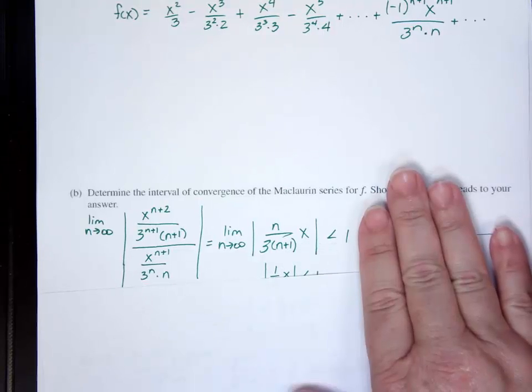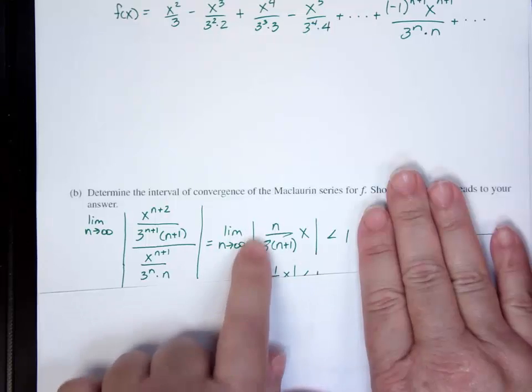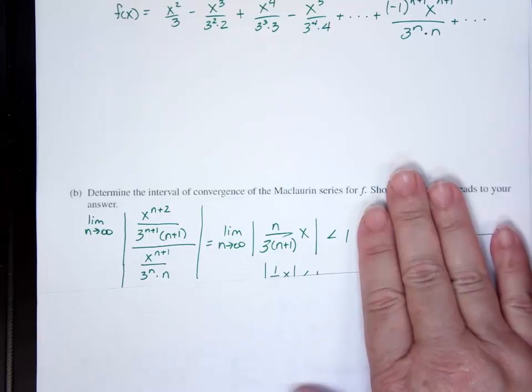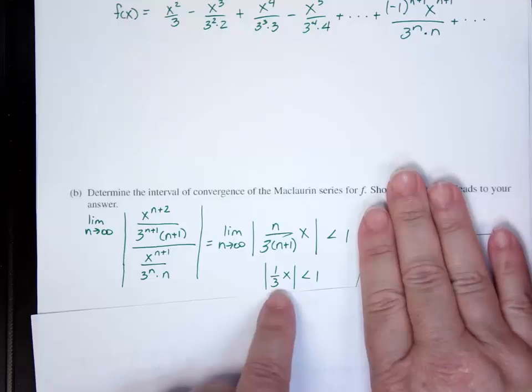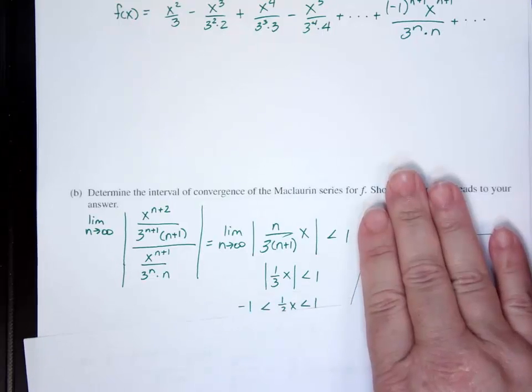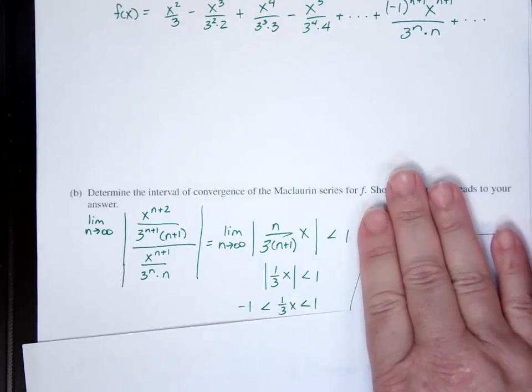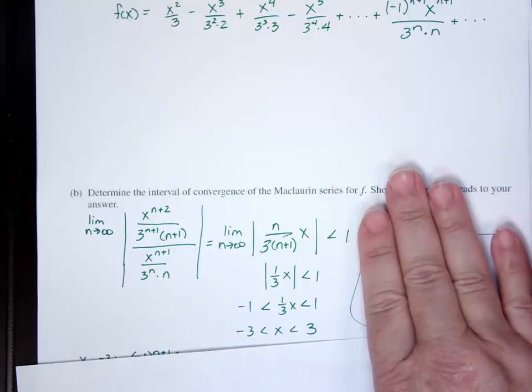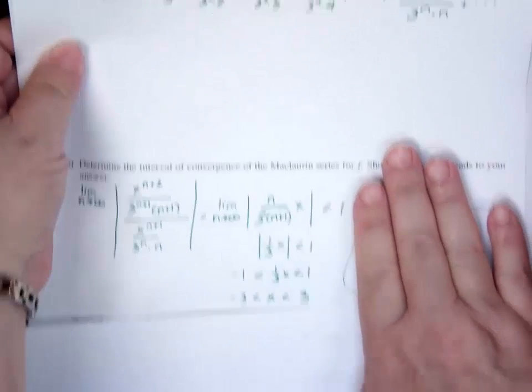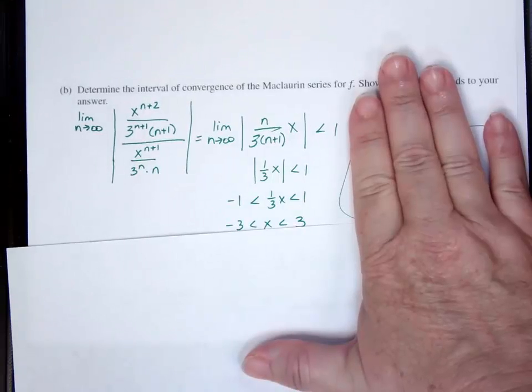The limit of this, n over 3, n plus 1, is 1/3. So that becomes 1/3 of x is less than 1, negative 1 less than 1/3 x, less than 1. So our interval is now negative 3 to 3. So I know now that it's going to be between negative 3 and 3, but I have to test my endpoints. I'm purposely keeping my hand here because I don't want you to see the final answer just yet.